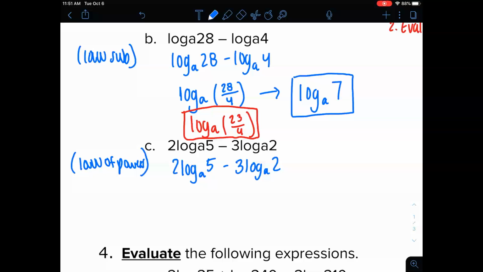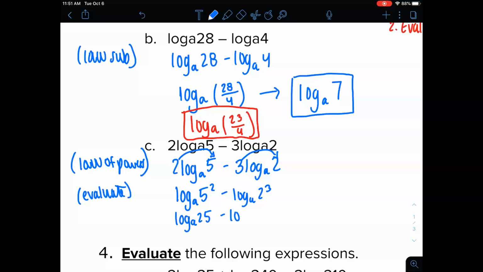All right. So what this would do here is we're going to take those powers and put them as exponents on our argument. So this turns into log base A of 5 squared minus log base A of 2 cubed. Now, since we can actually evaluate 5 squared and 2 cubed, we're going to do that. So this turns into log base A of 25 minus log base A of 8.